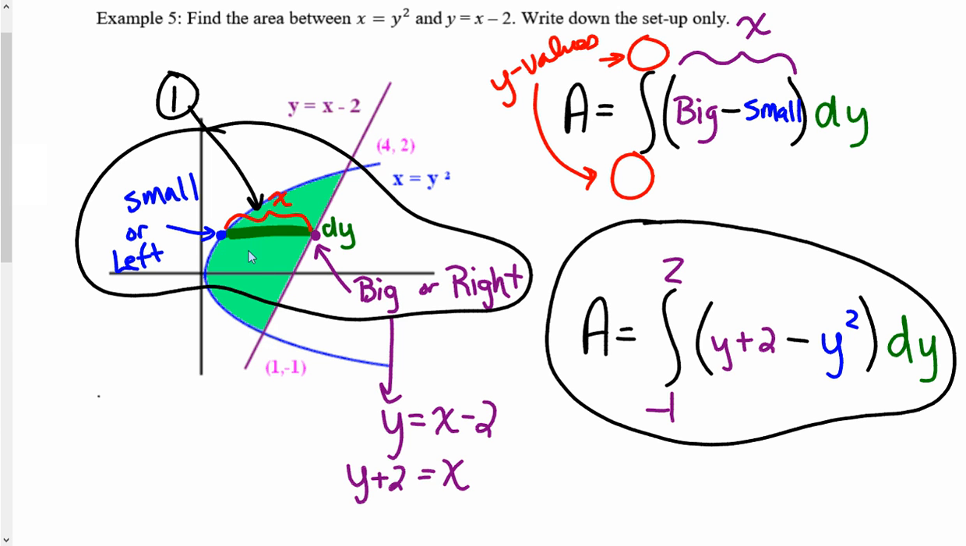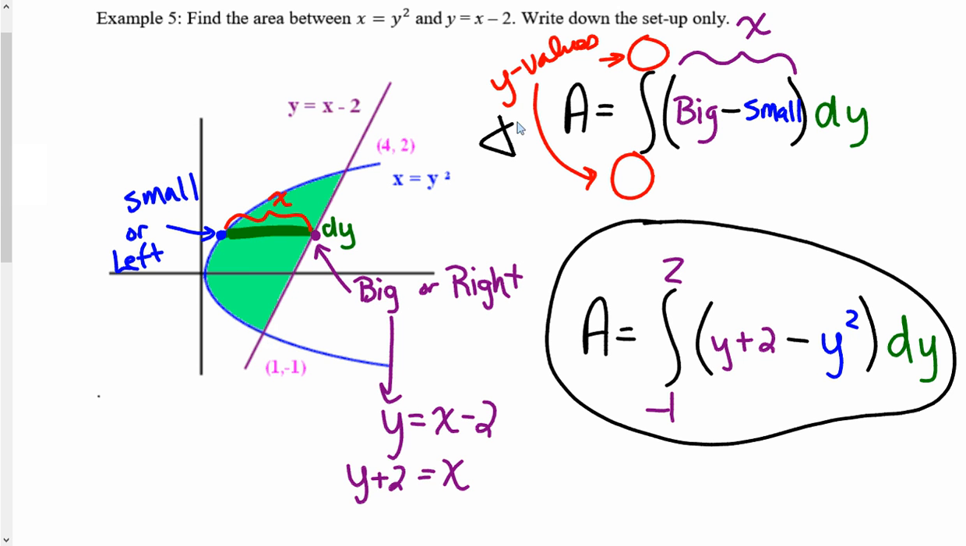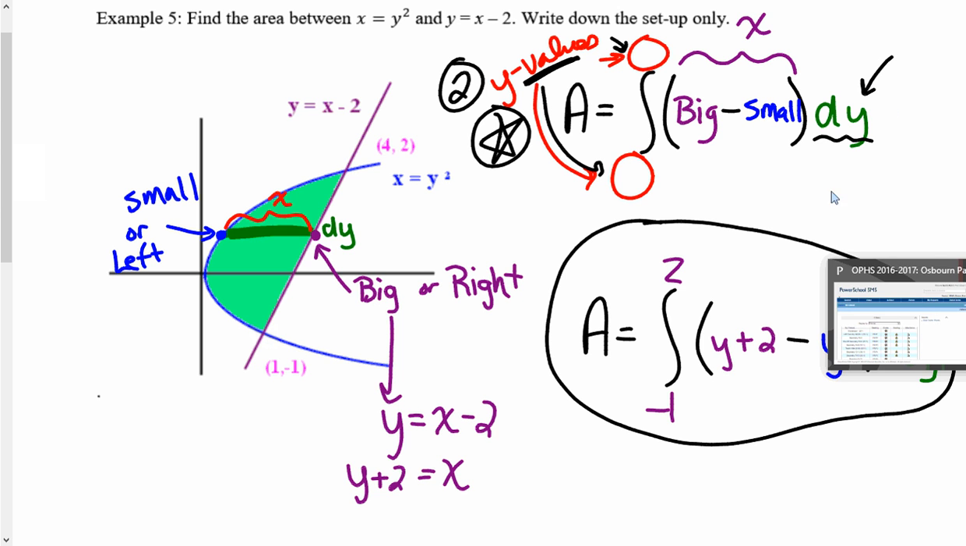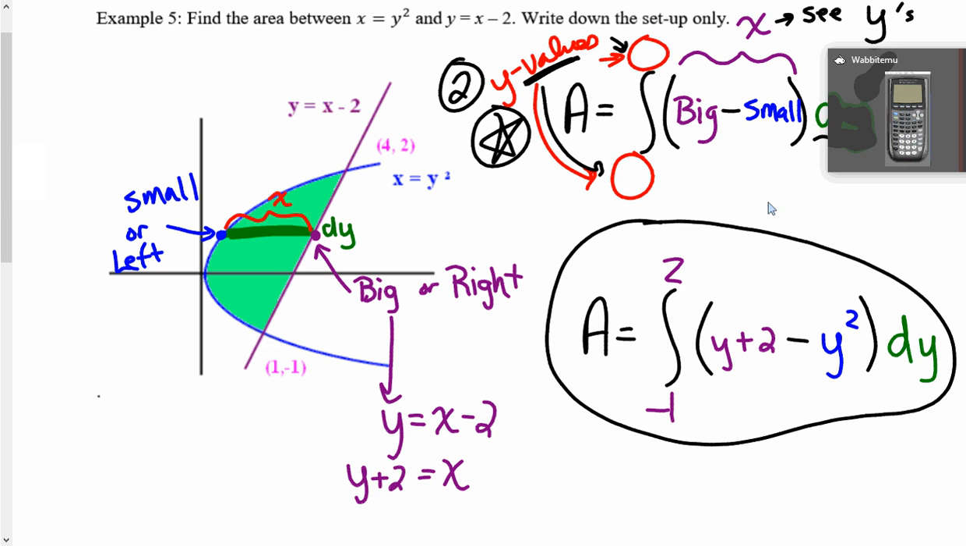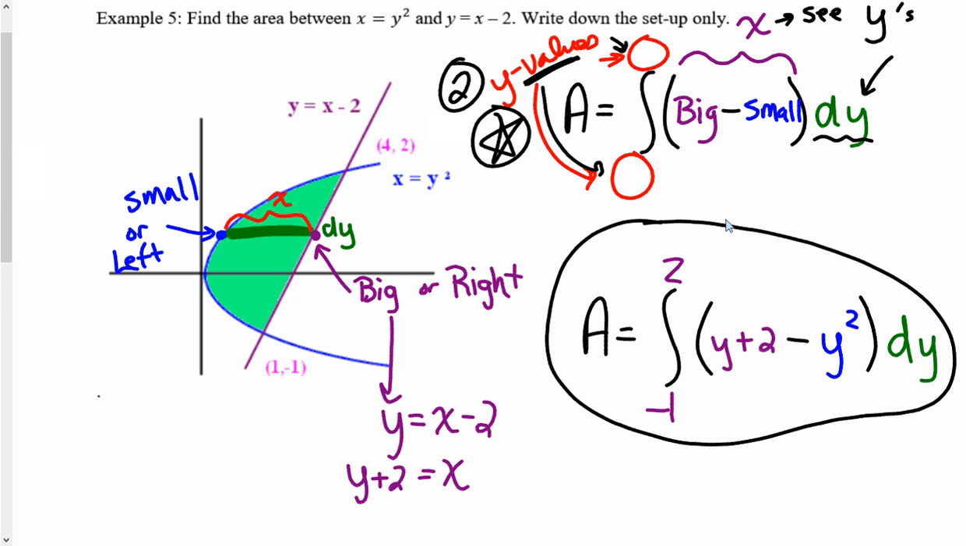From here I moved over to here. This is my step 2. I know that I have y values going for my bound here and my bound down here because my width was a dy. Now, because of that dy, I also know that this thing has to be an x, but when I have x's, the variable I'm going to see is y's. Definitely going to see y's. Now, to set this up, I need to do the big minus the small, or the right side of my rectangle minus the left side of my rectangle. This is the large x value minus the smaller x value.